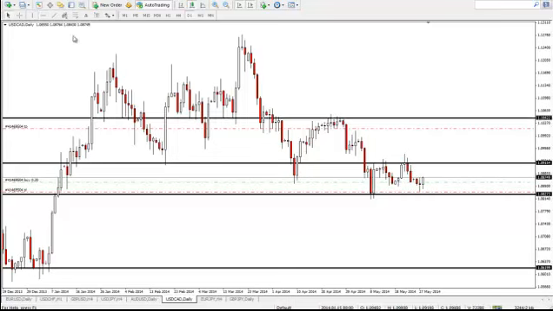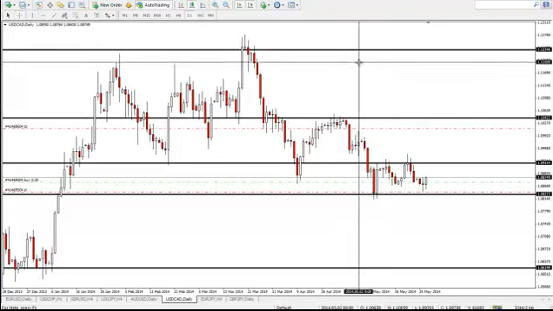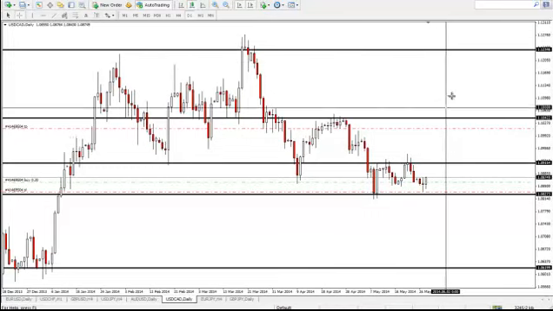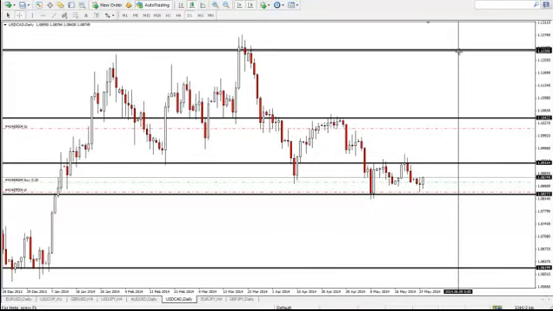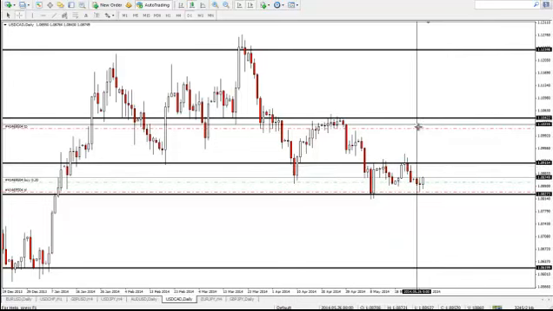Here's one level, and here's the other level. Okay, so if it breaks here, I could possibly look for it to come all the way up here. But right now my target's right there. Okay, so I have about 2, 4, 5 lines. That's probably the most you want to use as far as support and resistance.